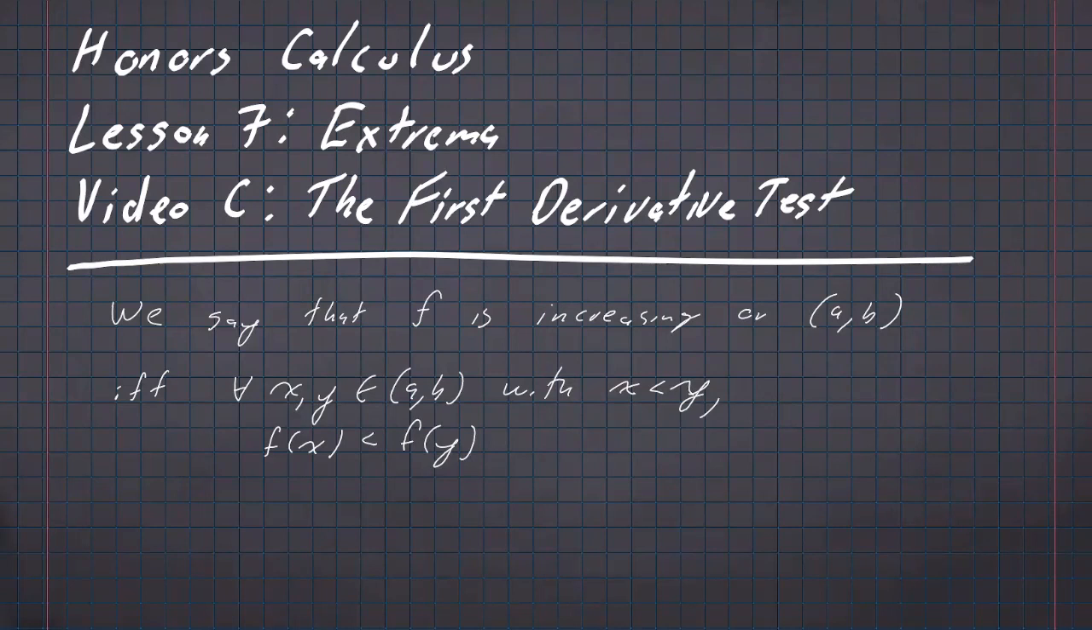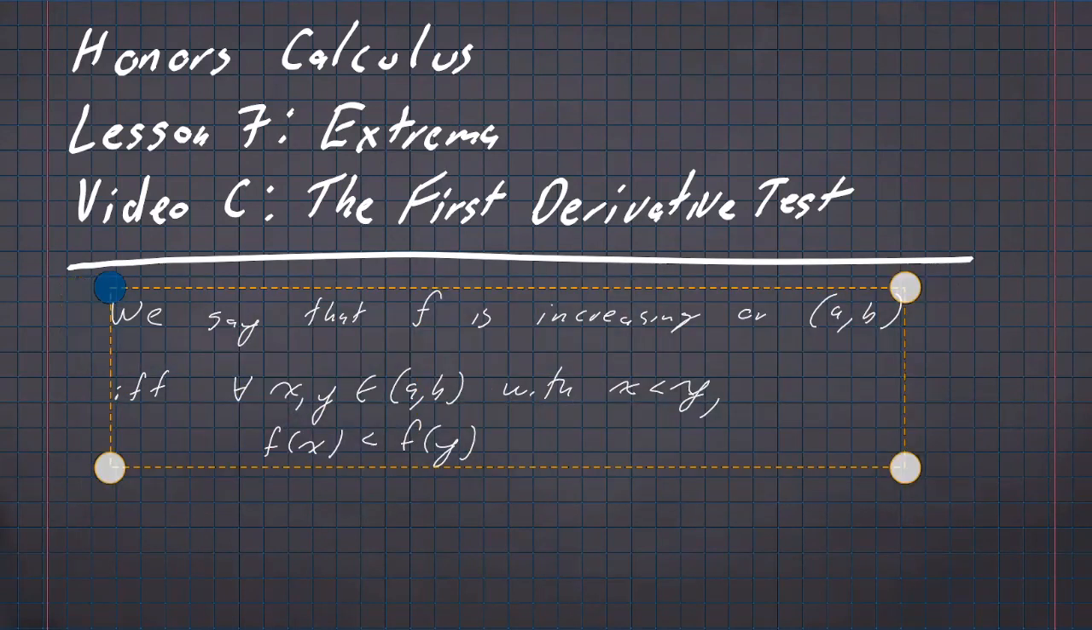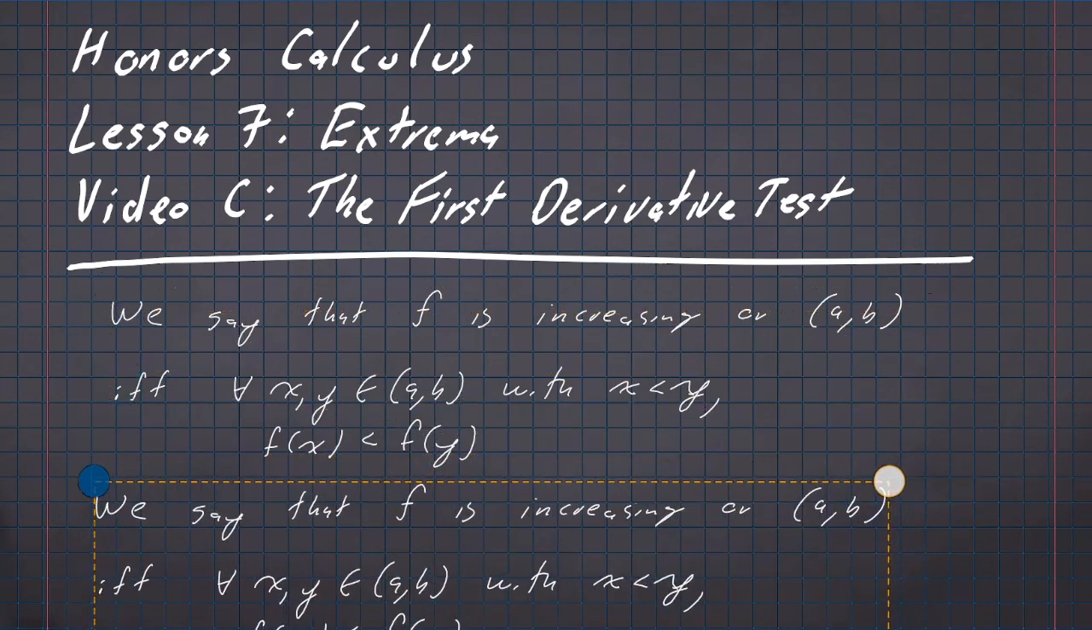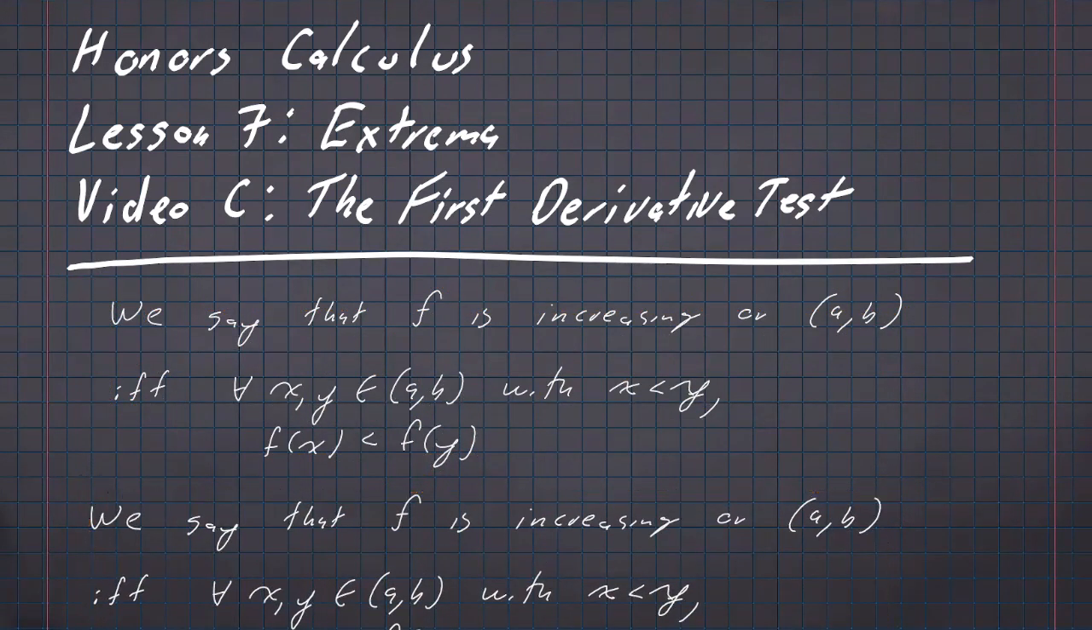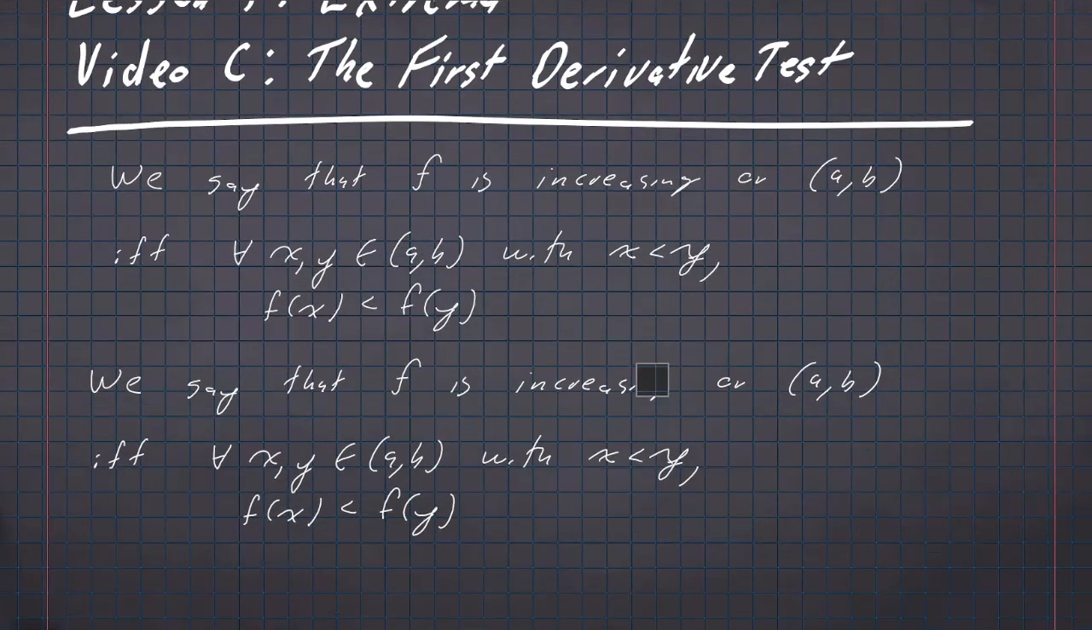We say that f is decreasing if and only if for all x and y in (a, b) with x less than y, f of x is greater than f of y. Once again, it's so similar, I'm just going to copy and paste. So instead of increasing, we are going to talk about decreasing. And instead of f of x being less than f of y, f of x is greater than f of y. An increasing function has a graph that looks something like that. A decreasing function has a graph that looks something like that.